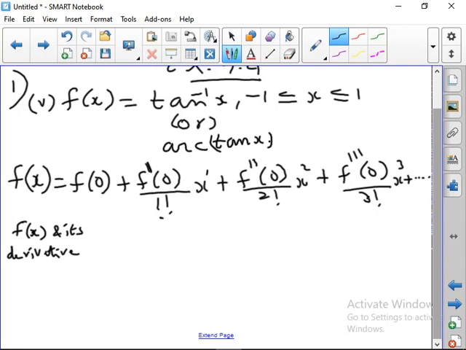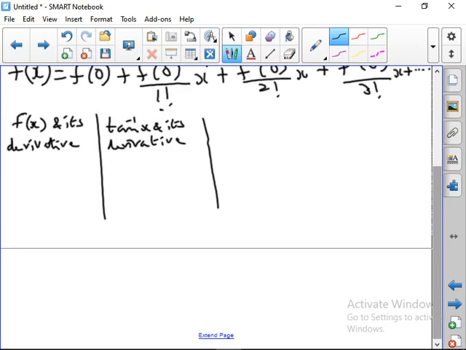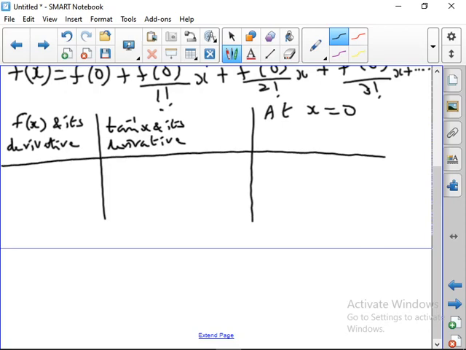So what are the derivatives of f of x? f dash of x, f double dash of x and all those. And here it is tan inverse of x and its derivatives. And the next one is f of 0, that is at x is equal to 0. So this we can make a little bigger column, and the last one is at x is equal to 0. Okay, so this is the table.